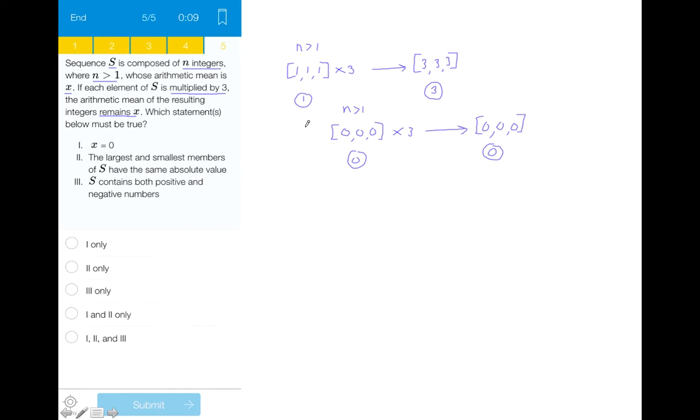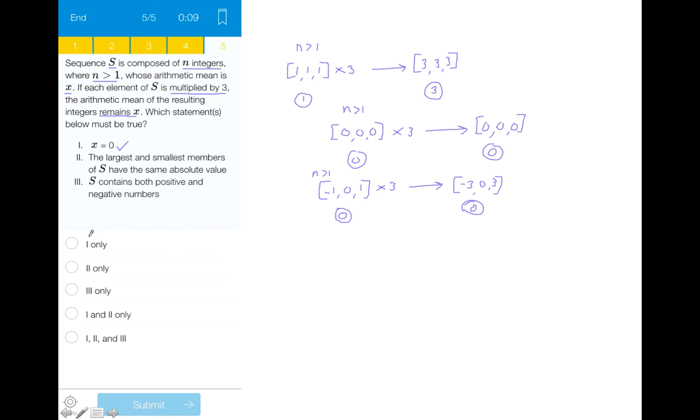So if we look at the sequence that we just came across, the mean is equal to 0. But before we mark this one as true, we want to try out a couple other situations. So if we have a sequence that was minus 1, 0, and 1, we would see that this also has a mean of 0. It has n greater than 1. And if we multiply by 3 to produce a new sequence, which would be minus 3, 0, and 3, we would have the same mean of 0. So this sequence also works, and it proves that the mean remains 0, that x is equal to 0. So we'll mark this one as correct.